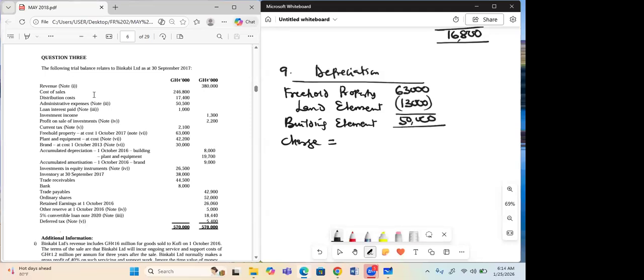so it means that as at 1st October 2016, the current year, it has been used for 8 years, right? Because if the thing has 10 years, so like freehold property at cost 1st October 2008, not 2007. Let me check the correction here. I have the correction here. Let me check it.